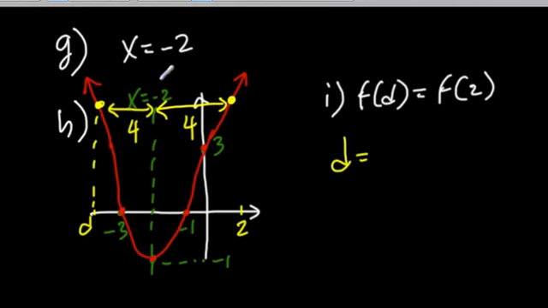Well, we use our axis of symmetry, which is negative 2, okay? And we know it's 4 to the left of the axis of symmetry, so it's going to be minus 4. So it's negative 2 minus 4, which is negative 6. So the answer for this one is d is equal to negative 6. So this value right here is negative 6.